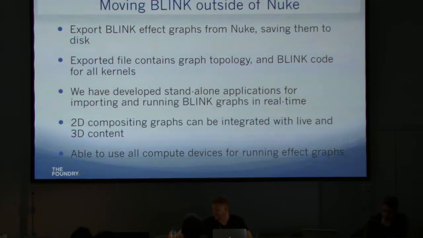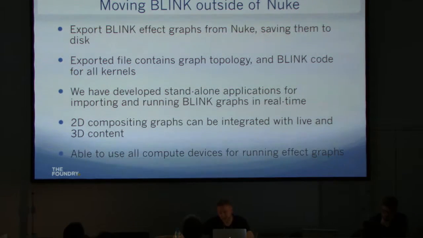And this moving out of Nuke starts really with exporting the Blink graph effects out of Nuke and saving them to disk. These files contain the graph topology and all of the Blink code within all of the nodes, within all of the kernels. And what we've done is we've developed a whole suite of applications that can read in those graphs, read in those kernels. At runtime, they can recompile them and rerun them. These applications allow us to composite our 2D graphs with live and 3D content.